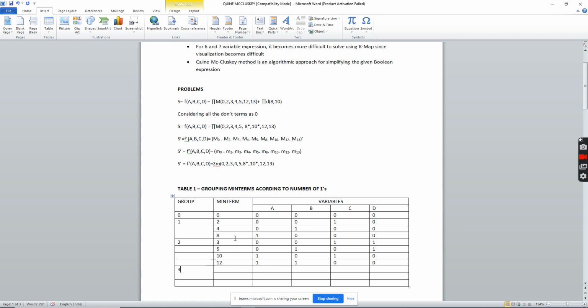That will be the group of 3. So 0 is over, 2 is over, 3 is over, 4 is over, 5 is over, 8 is over, 10 is over, and even 12 is over. I'm left with only one term, that is 13. So 13 I will be writing over here. 13 will be 1, 1, 0, 1. So the last 2 rows I will be deleting.